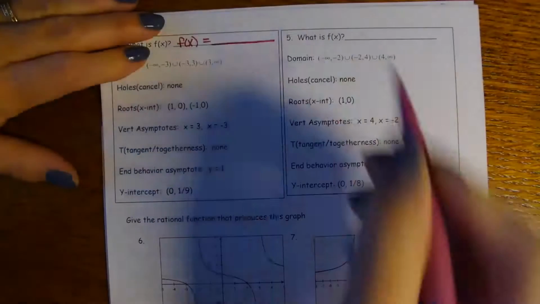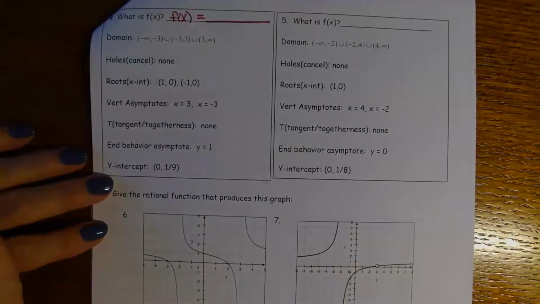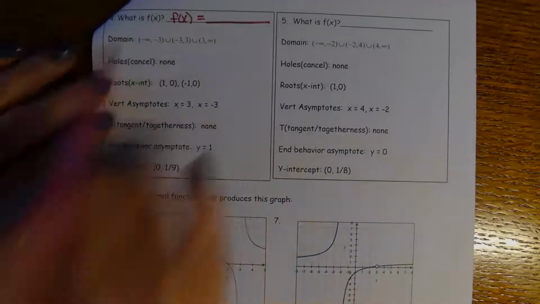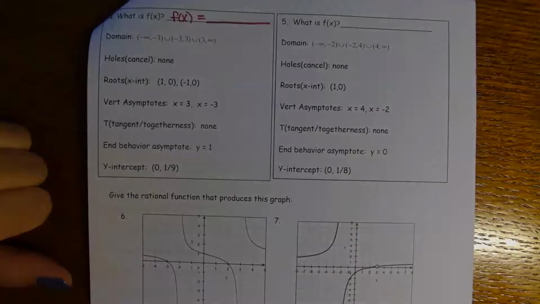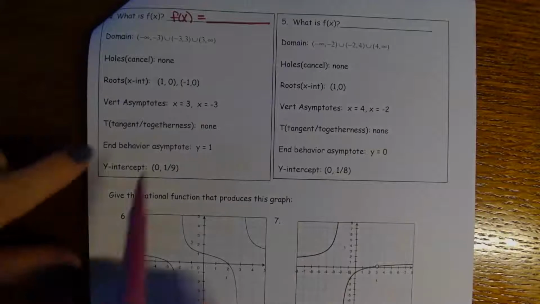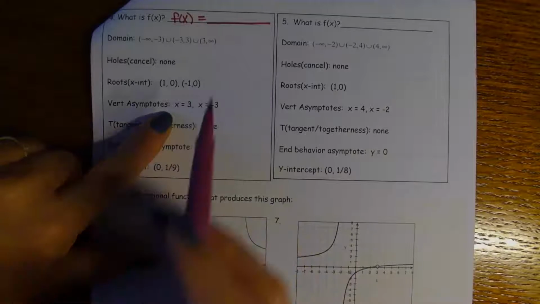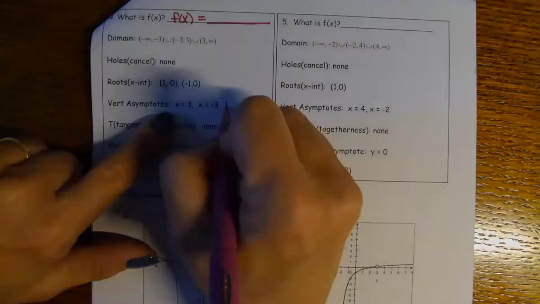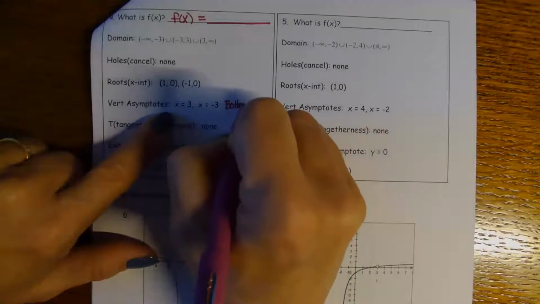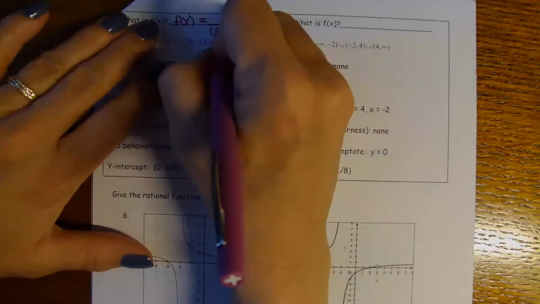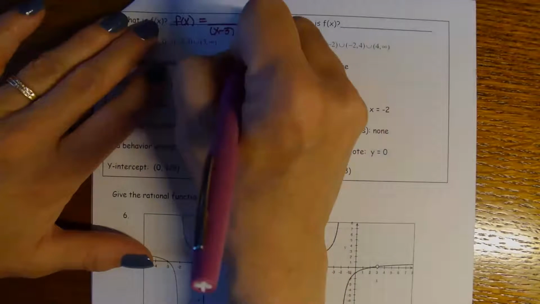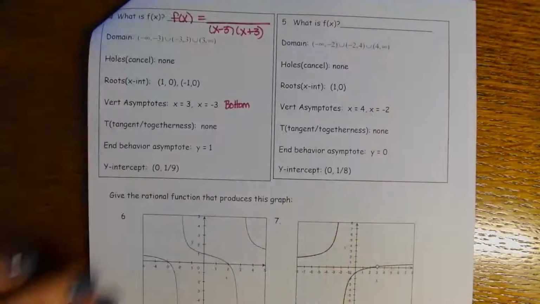right, we know it's a fraction because it's a rational function. Rational means fraction. From this domain, what do you know is true about the bottom? Well, let's just look. The vertical asymptotes are 3 and -3. So what factors are in the bottom? That's got to be x minus 3, x plus 3, right?